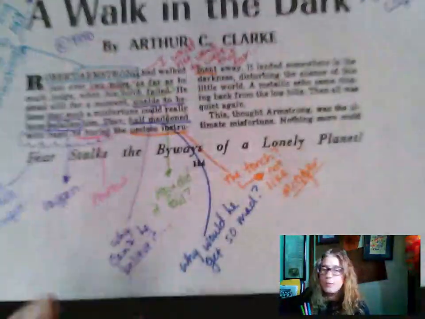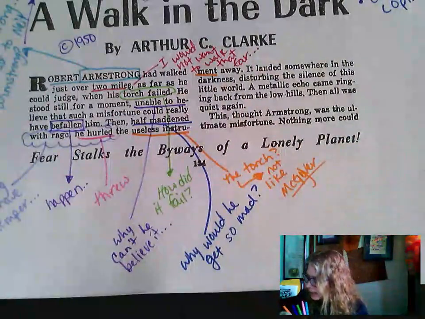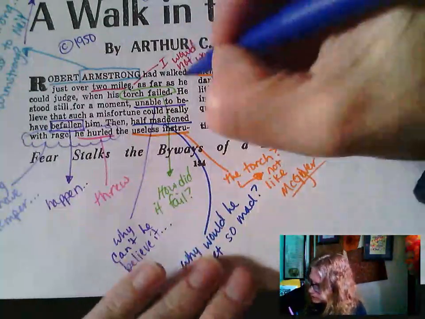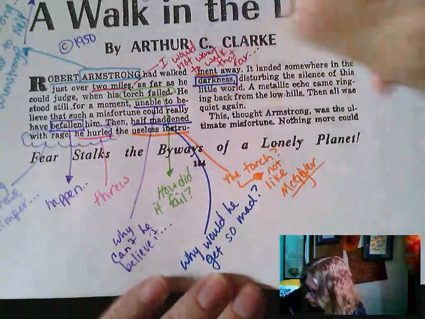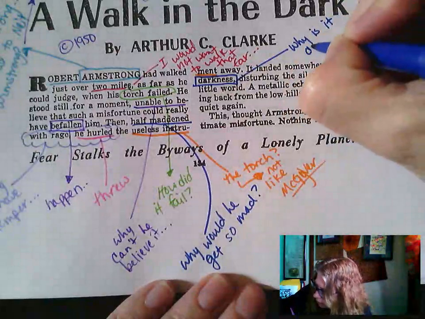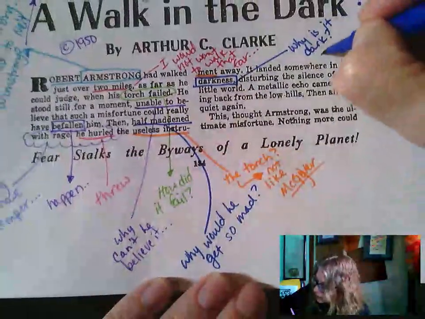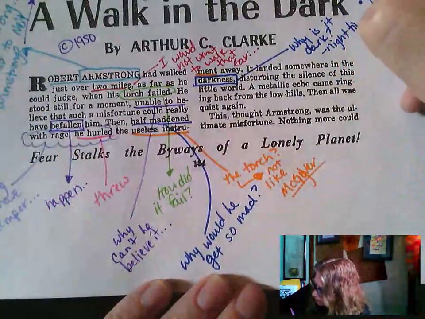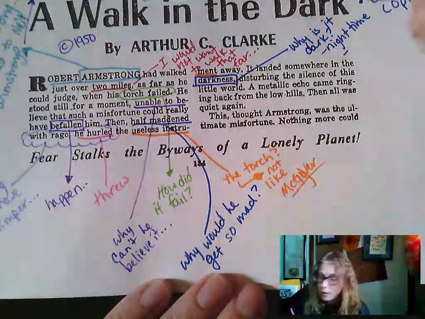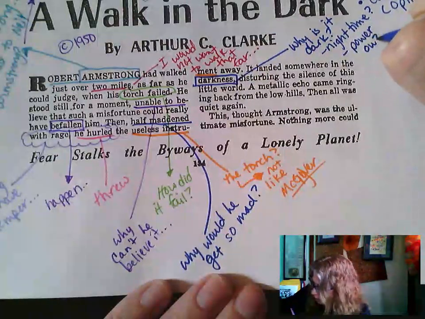I'm going to move over to the next column and keep doing the same thing. Every sentence, I want to think something about the text. "It landed somewhere in the darkness, disturbing the silence of this little world." So this is my first cue in the text to darkness. So I might ask some questions about that. First, I might say, why is it dark? We know that darkness is a part of this story because of the title, A Walk in the Dark. But does this mean that it's nighttime? Does it mean something else, like the power is out? So I might write nighttime with a question mark, power out, question mark.